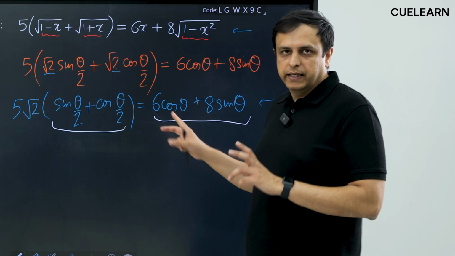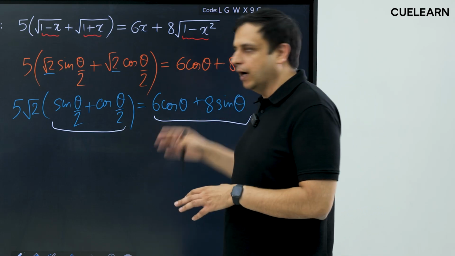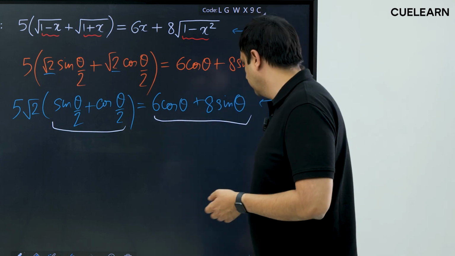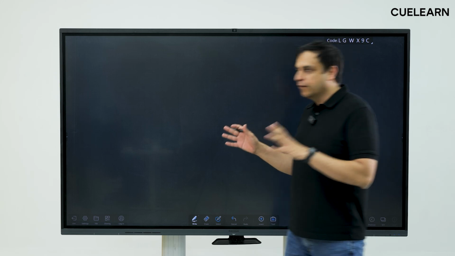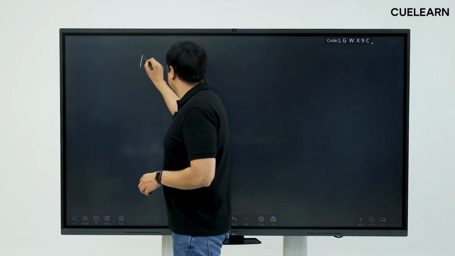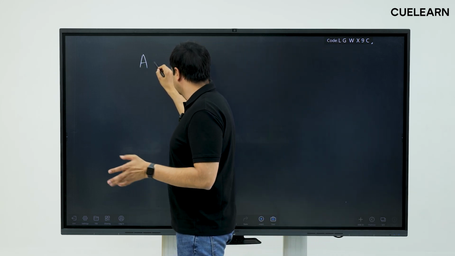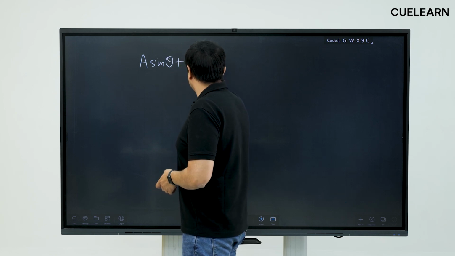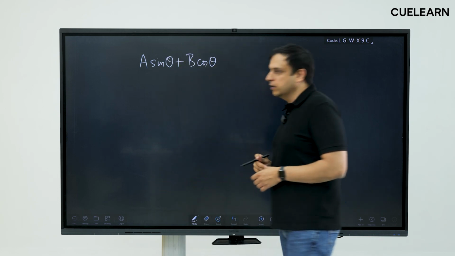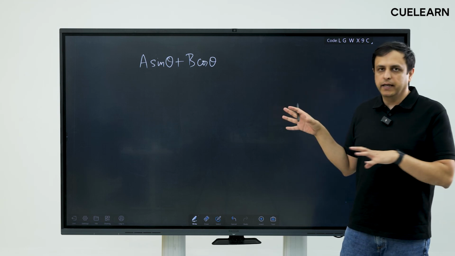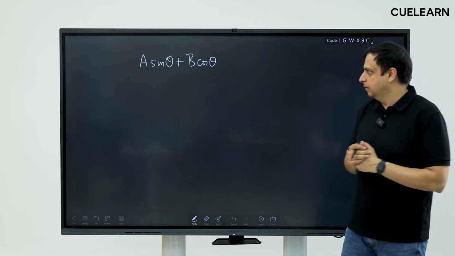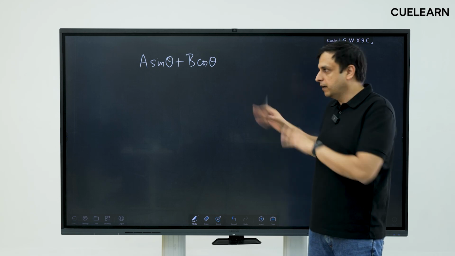So what we'll do is we'll take a little bit of detour, and I'll show you how to manage and simplify linear combinations of trigonometric terms. Alright, so if we have a linear combination of sine theta and cos theta, something like a sine theta plus b cos theta, what I want to talk about is how do we combine these two terms into a single trigonometric term. That is what I'm really trying to show you here.